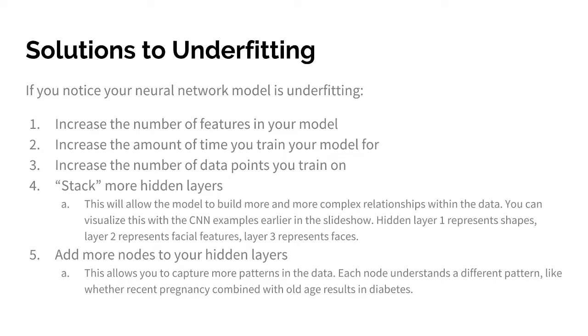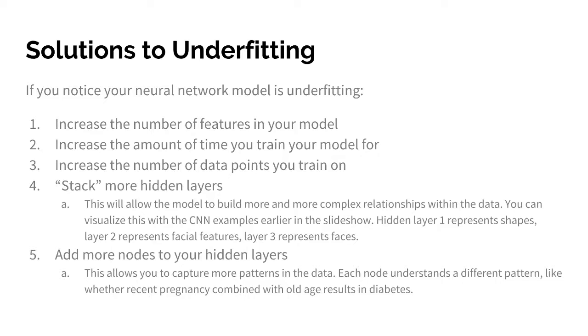The reason why this helps with underfitting is that it allows the model to build more and more complex relationships within the data. You can visualize this with the convolutional neural network examples we had earlier in the slideshow. If you flip back to the example with the faces and the cars, each layer represents something completely different, either the shapes, the facial features, or the faces themselves. This wouldn't be possible if we didn't have enough layers. Well, it would be possible, it would just be much, much harder. So having more layers allows you to pick up on those relationships.